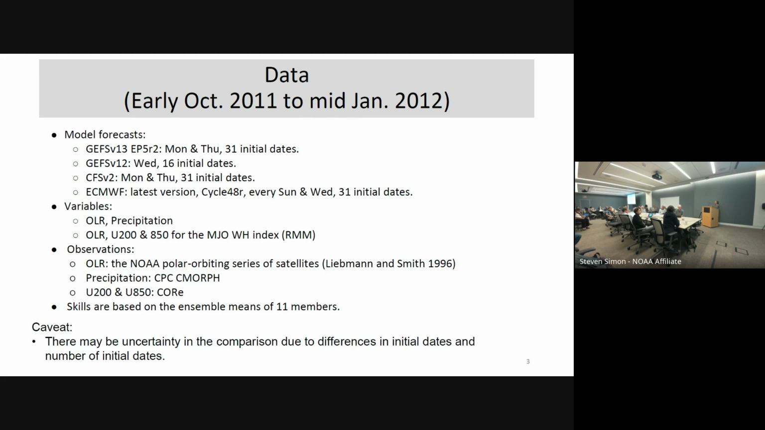We focus on the skill assessment of tropical OLR, precipitation, and the MJO with the RMM index. The skills are based on ensemble means of 11 members. So keep in mind, these comparisons may have uncertainties due to differences in initial days and the number of initial days.